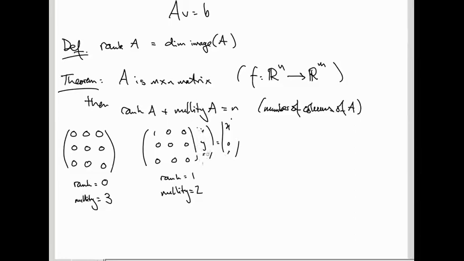So next example, just make a bit of space. Next example is 1, 0, 0, 0, 1, 0, 0, 0, 0. We've seen that the image of this is the xy plane, so the rank is 2.